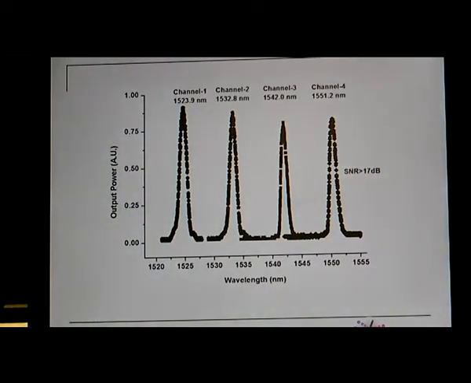This diagram shows the channel response of the OAWG chip we are going to demo today. You can see it has 4 channels. Each channel has a very narrow band, about 100 GHz passband, and a signal to noise ratio over 17 dB. Now let's move to the measurement setup for our OAWG demo.